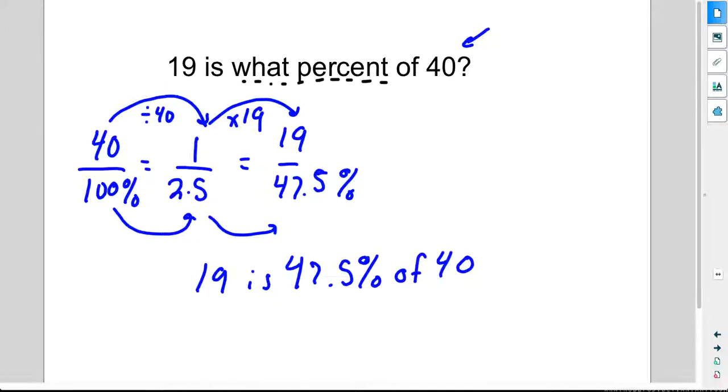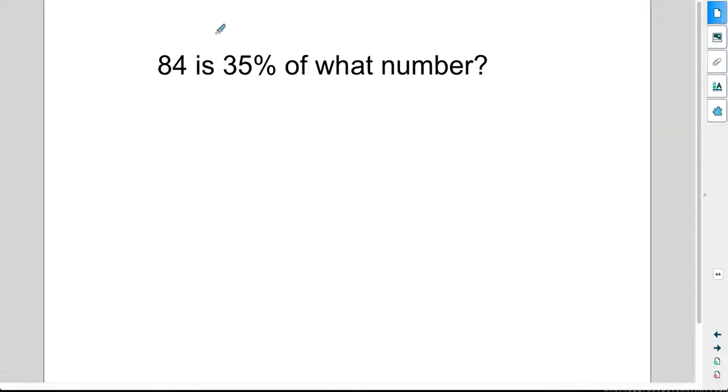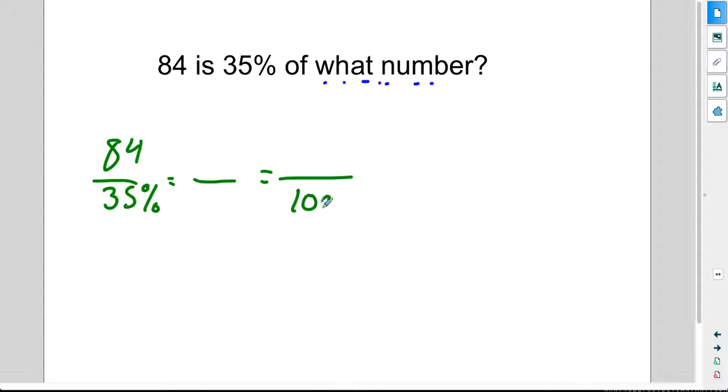Now with this next example, you have to be very careful of how you read these sentences. 84 is 35% of what number? So here, we're actually not given what 100% is. Instead, we're given 35% and we're told to find 100%. So here, I'm going to mark down that 84 is 35%. I'm trying to get to 100% because I want to find out what this number is.